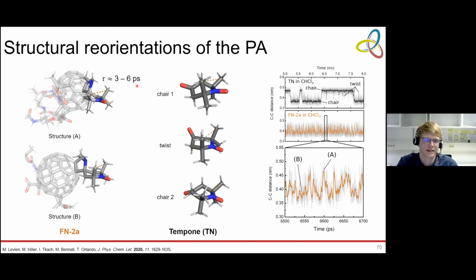And that's exactly the time scale which we need to explain the good performance at low magnetic field and the bad performance at high magnetic field. So we think that local structural reorientations can actually also play a crucial role in DNP in the liquid state.